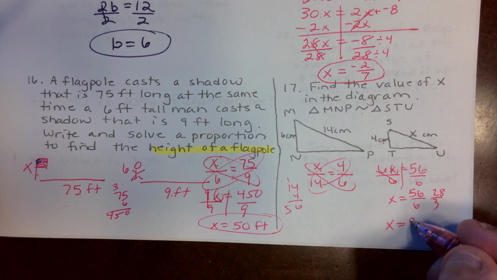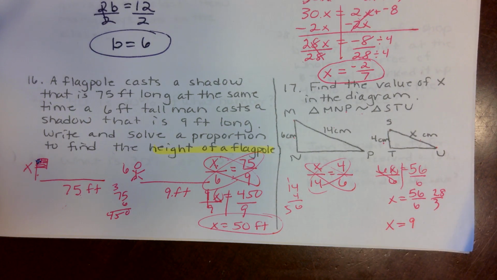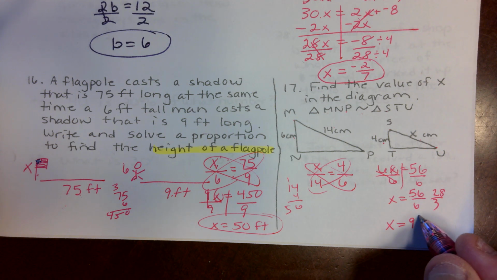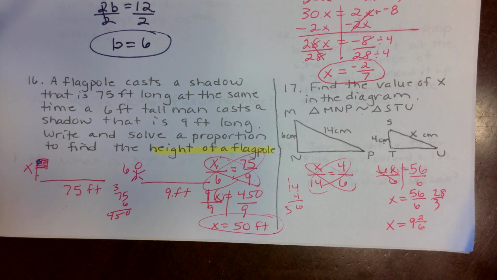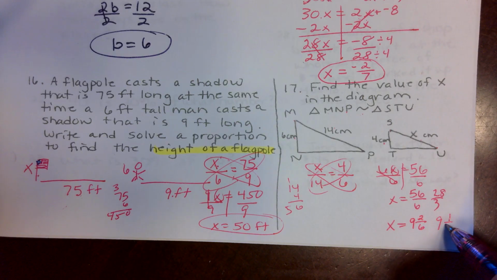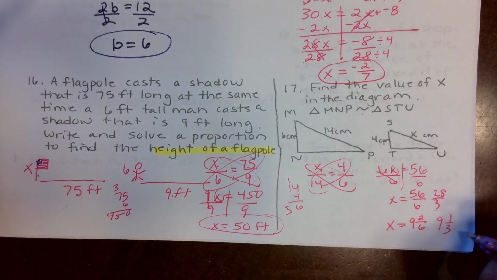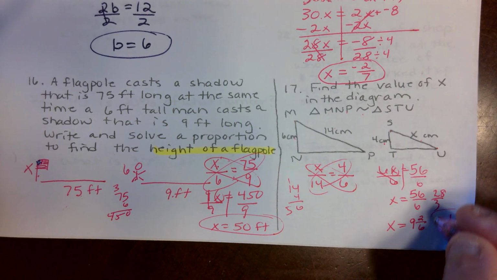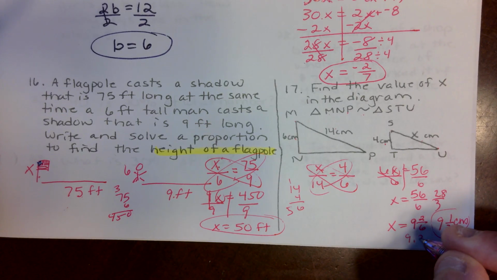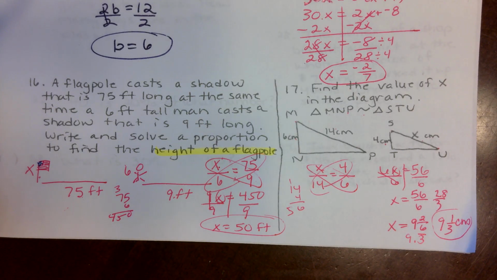9, right? Because 9 times 6 is 54. And then there's how many left? 2. 6. Or you could have done it with this too. It didn't matter. So 9 and 1/3, or 9.3 repeating is also fine. Lots of options here, as long as it's accurate. And put your unit. Here the unit was feet, here the unit is centimeters.